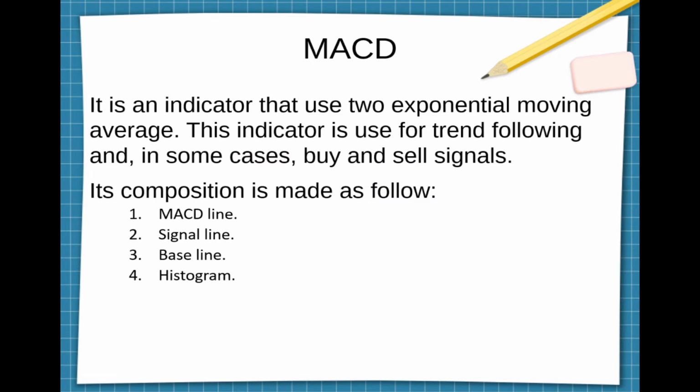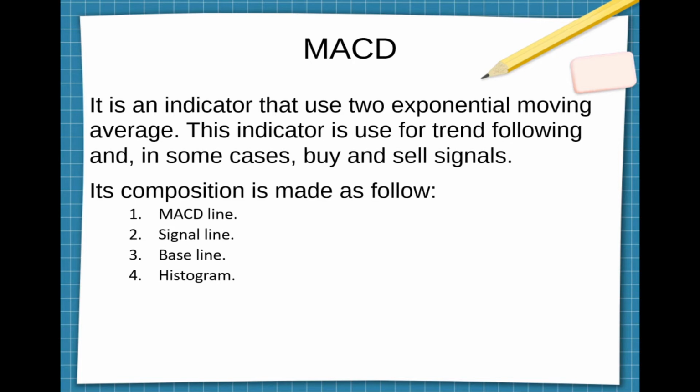All right, so let's talk about MACD. MACD is an indicator that uses two exponential moving averages. This indicator is used for trend following and in some cases buy and sell signals. Now in my situation, I don't really use MACD as a way to buy and sell, but some traders and some trading styles use it as a way to do that. Now MACD is composed of a MACD line, a signal line, a baseline, and a histogram.